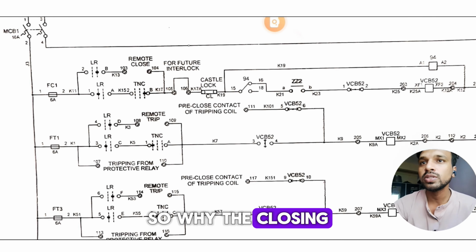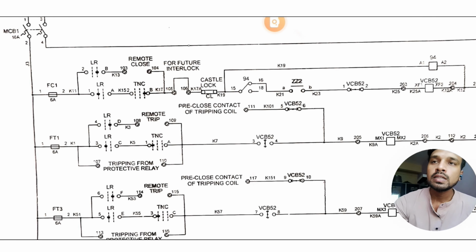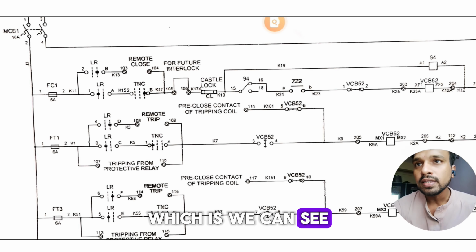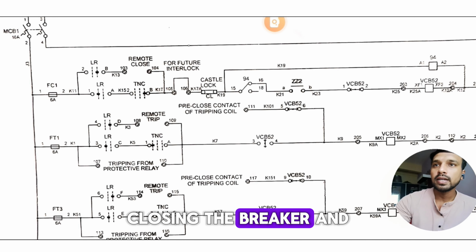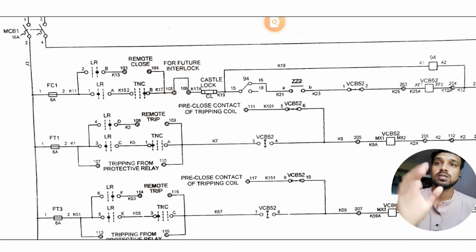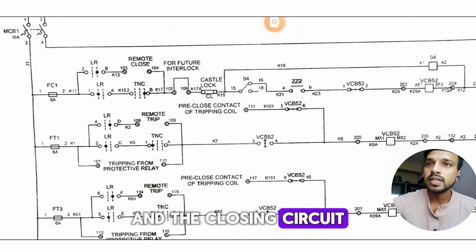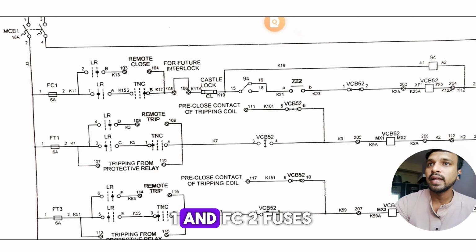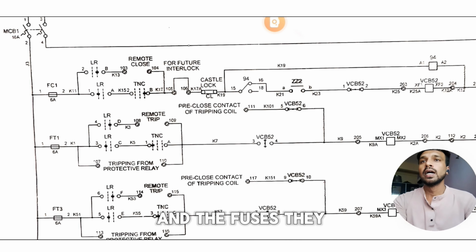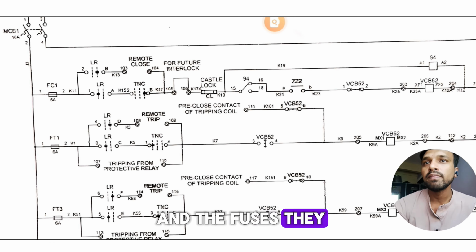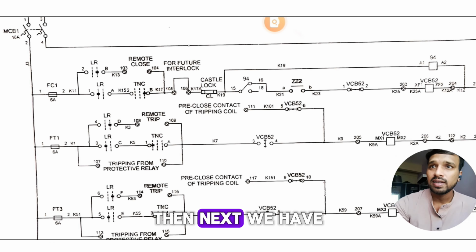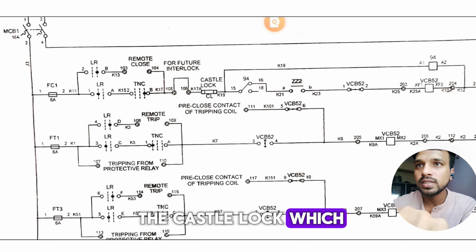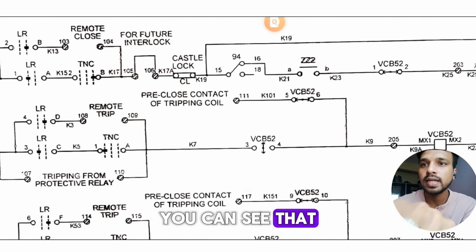Okay, so why is the closing circuit important? We can say that the closing circuit is responsible for closing the breaker and allowing the current to flow. Okay, and the closing circuit begins with the FC1 and FC2 fuses. You can see here, and the fuses protect the circuit from overload. Then next we have the castle lock, which is here. You can see that here.